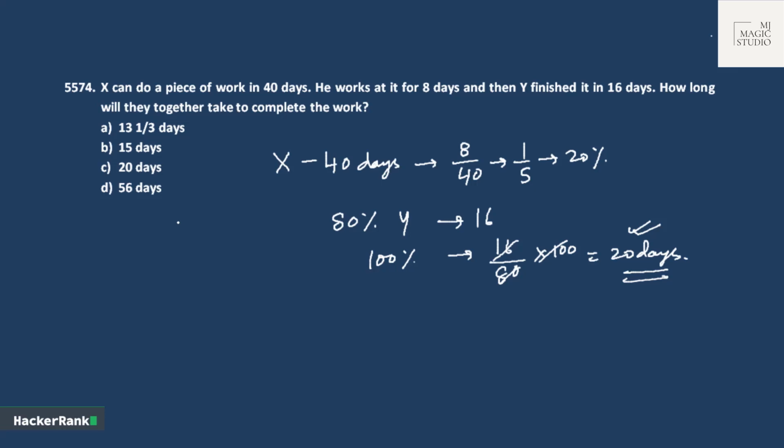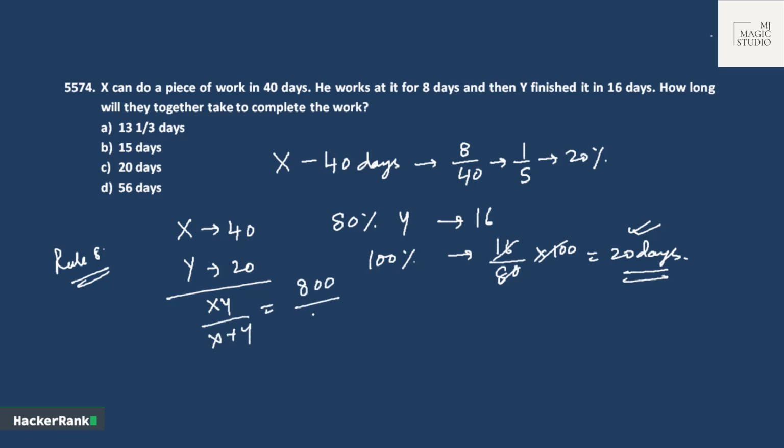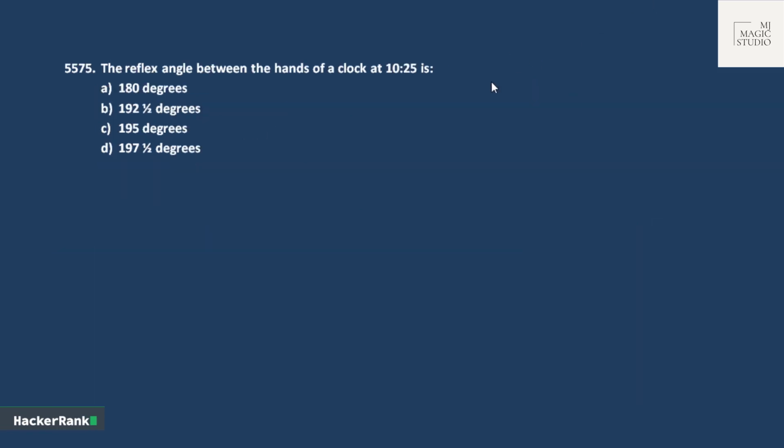How long will they take together to complete the work? X takes 40 days, Y takes 20 days. We know the drill from rule 8 that when two people are working together, the total time taken would be product by sum. That is 800 by 60. That becomes 40 by 3. 13 1 by 3 days they will take if they both are working together. Option A is the fit.